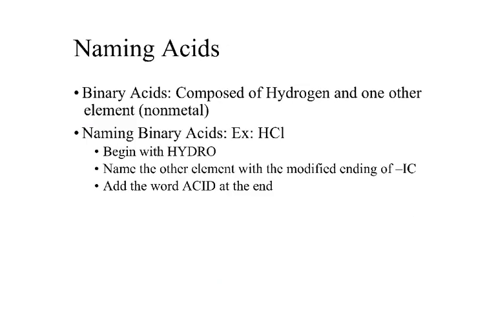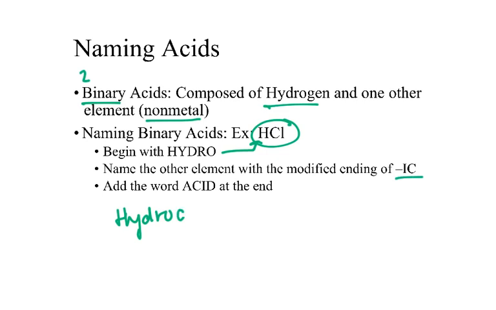So now we're going to name our acids. Binary means 2. We've discussed this plenty of times. So a binary acid is made of hydrogen and something else, typically a nonmetal. Let's look at our example here, HCl. Our first step in naming this is we're always going to start with hydro. That's the beginning, right? Hydro, hydrogen. We're going to name the other element with the modified ending of ic. So we're going to change it to chloric.